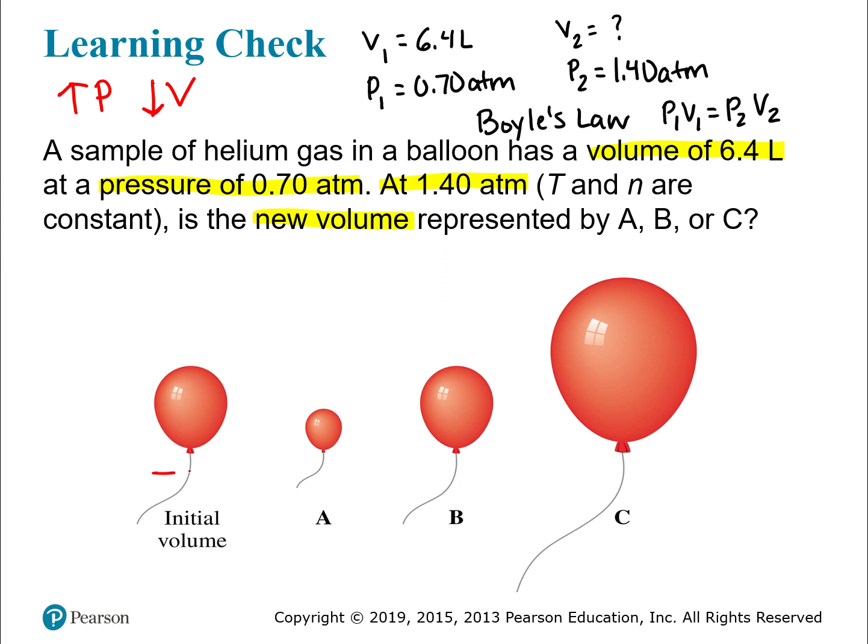If our initial balloon is here, which one of these balloons, A, B, or C, represents a decrease in volume? It's going to be A. A is smaller than the initial balloon, which is a smaller volume.